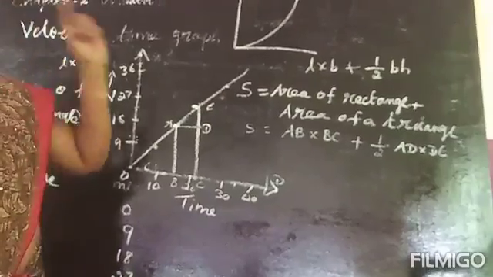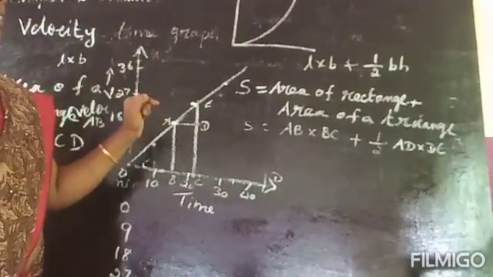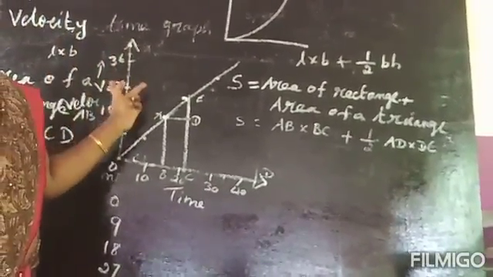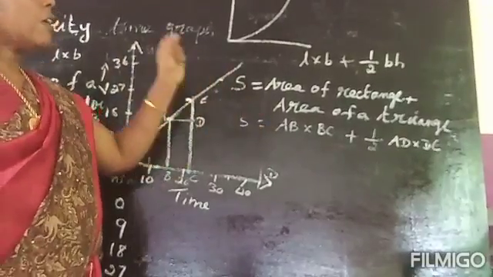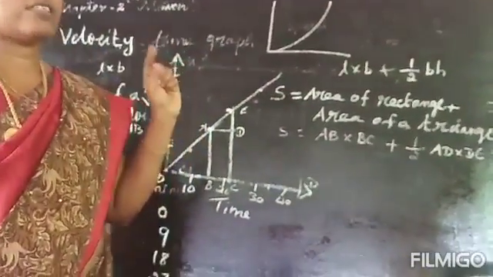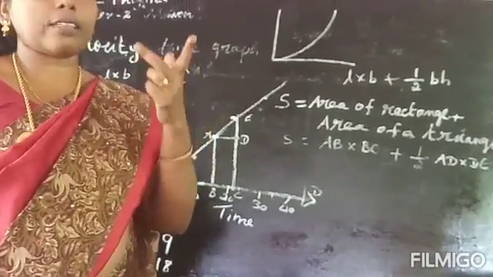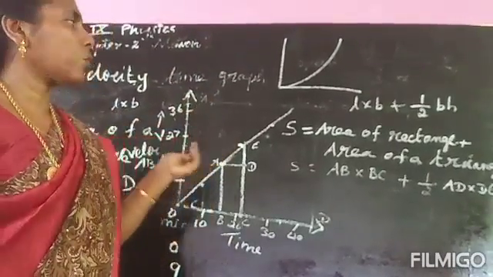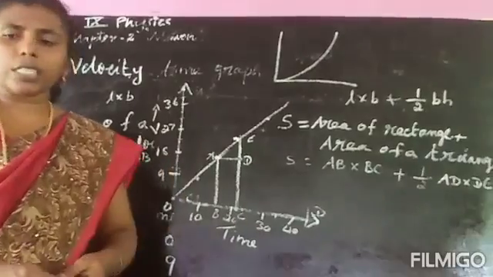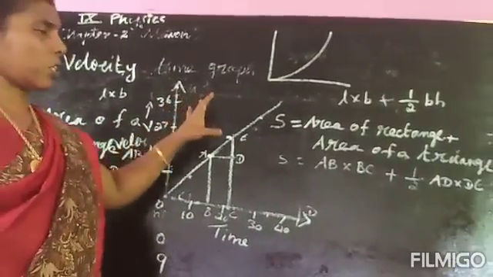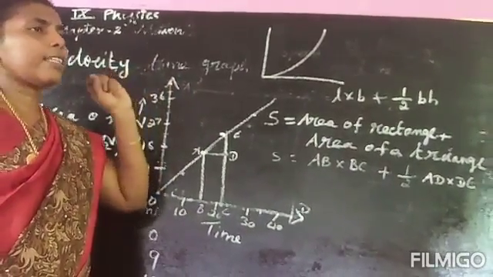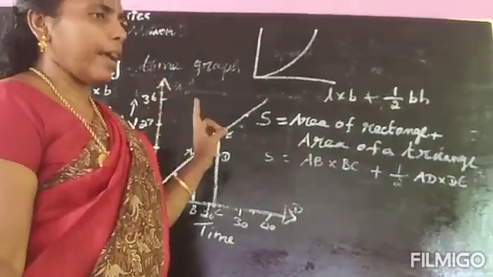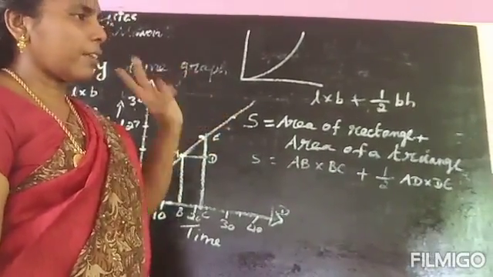So by using this velocity time graph and distance time graph, these 2 graphs and these formulas, we are going to calculate the equations of motion. There are 3 equations, very important questions, equations of motion. In 11th standard also you will learn about equations of motion. For that, you have to learn the 3 equations. So let us study the 3 equations.